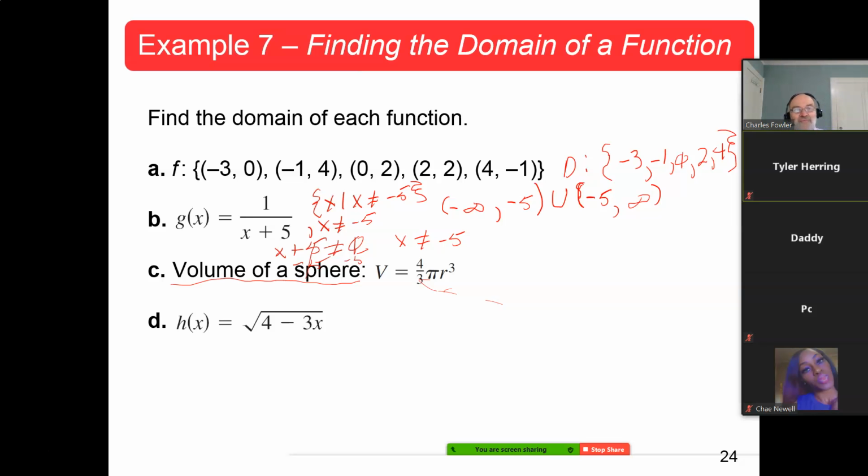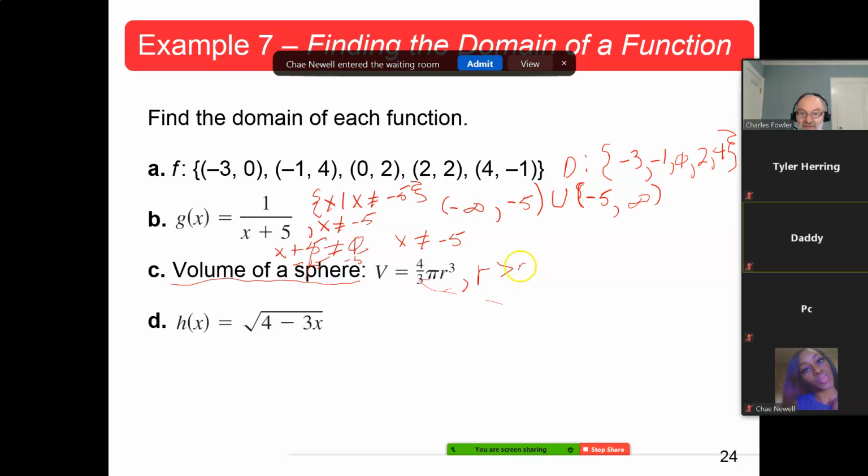Have you ever hit a ball that had 0 radius? Sure, I just smacked one. No, it's not a ball. It's not a sphere unless it has a radius. A positive radius, okay? So therefore, your domain here is R has to be greater than 0.